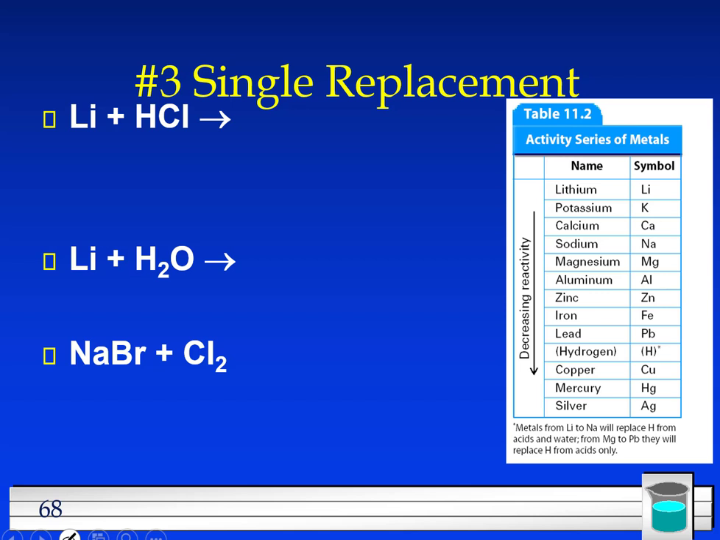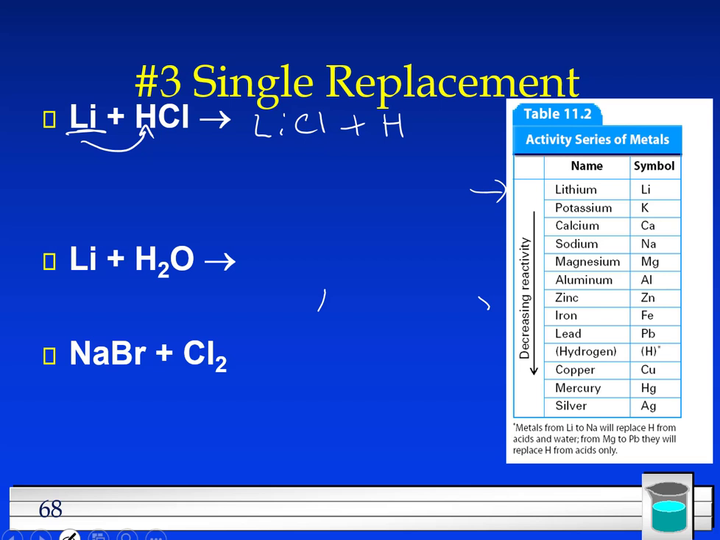So Li plus HCl. Li is a metal, on this side of the zigzag line, so it's going to replace the metal part. The metal part of HCl is the H part. And lithium replaces hydrogen. Lithium's at the very top of the list, so it can replace hydrogen all the time, no matter what it's next to. So lithium is going to end up next to Cl, and H is going to be by itself.